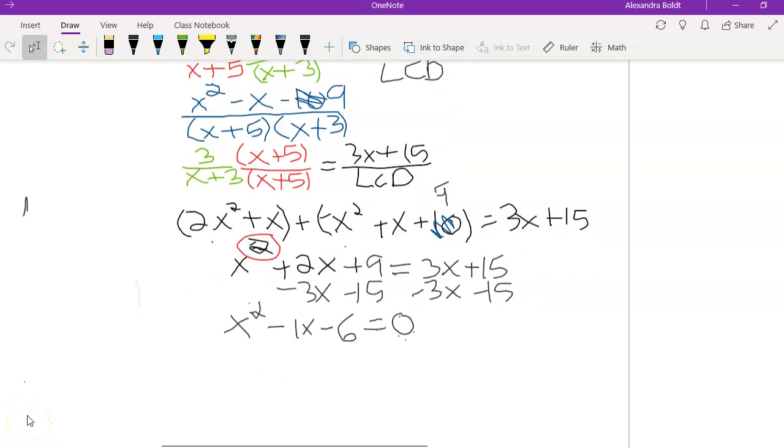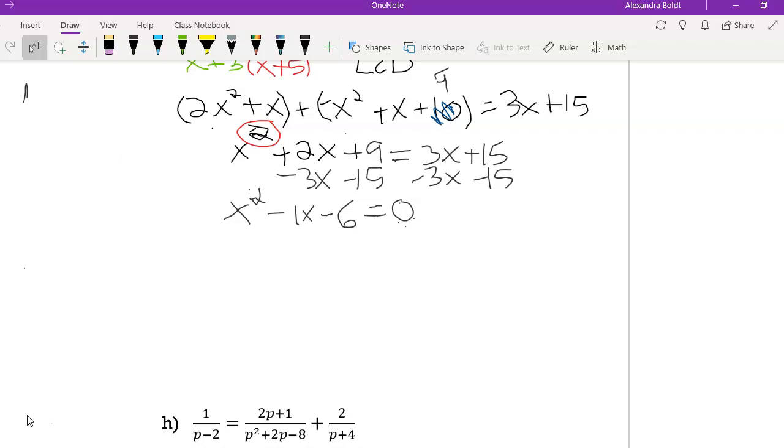Okay. So now I'm factoring this. I have x squared minus x minus 6. Right, that's just adding a negative 1.